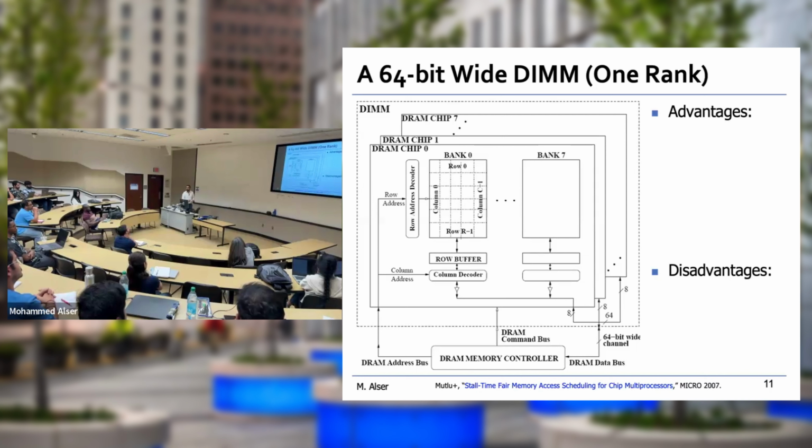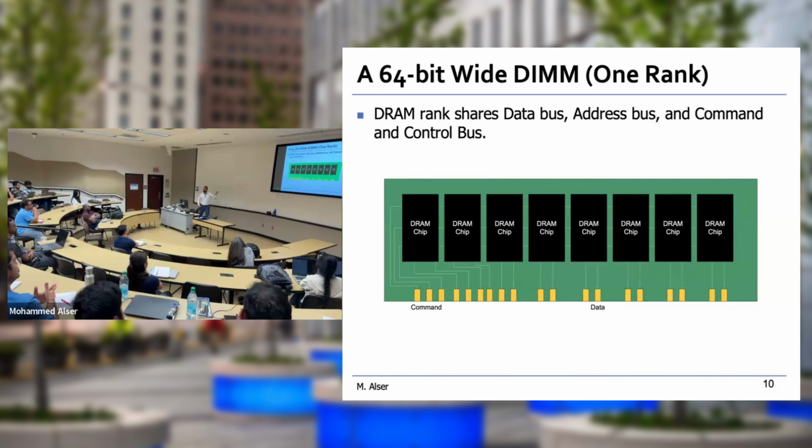Okay. Of course, we can increase that number. However, we cannot increase the throughput. That 64 bits is really fixed. Why? How many of you see this in real life?